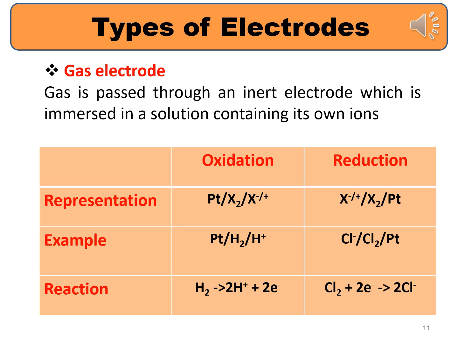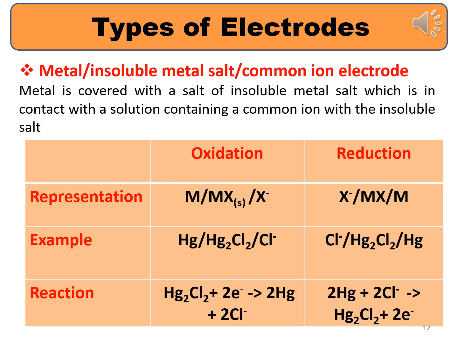platinum/H2/H plus. And if we consider the reduction reaction of chlorine, like Cl2 plus 2 electron giving 2Cl minus, the representation is Cl minus/Cl2/platinum.